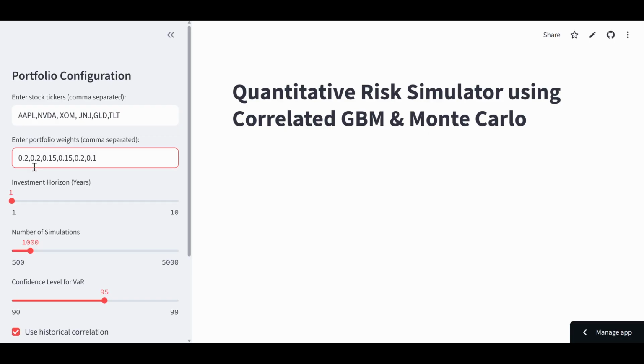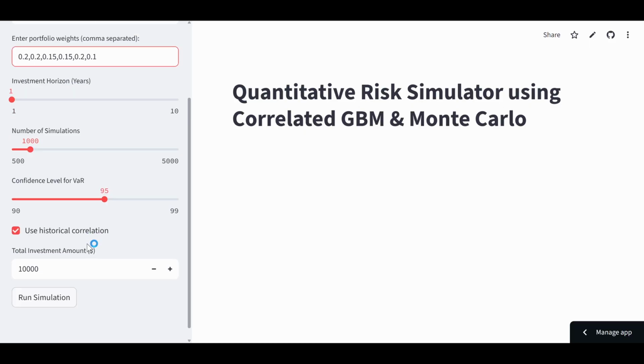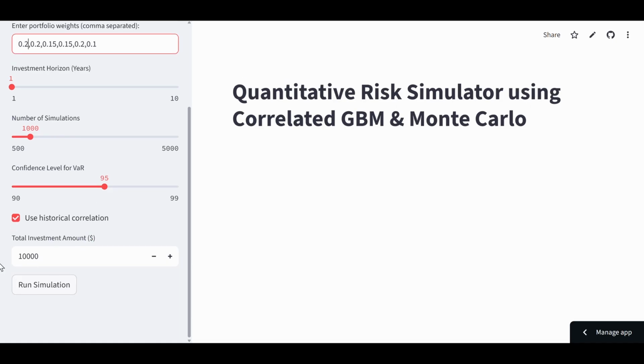That is the weights. We chose an investment horizon of 1 year, like a short-term investment, and we're going to run around 1000 simulations in this video. The confidence level is 95%, and I'll explain what this is. We're going to use historical correlation, meaning how the stocks move together, and our investment amount is $10,000 US. So, run simulation.